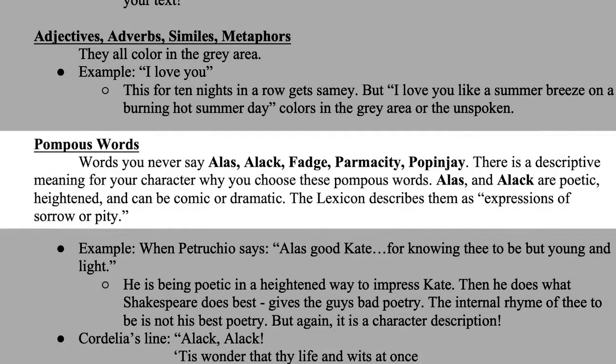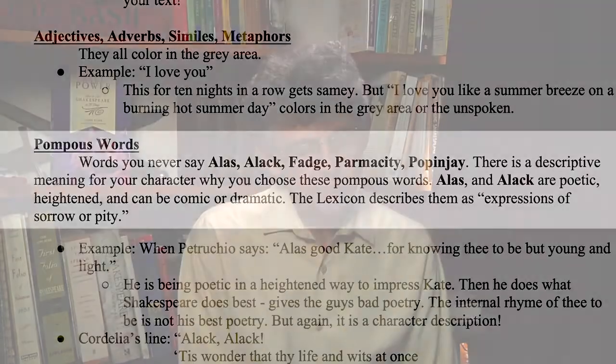Next, I would like to go to pompous words or words that you don't say every day, such as alas, alack, fadge, parmacity, popinjay. There's a descriptive meaning for your character why you choose these pompous words. When Petruchio was talking to Catherine, he had a line, "Alas, good Kate, I will not burthen thee, for knowing thee to be but young and light."